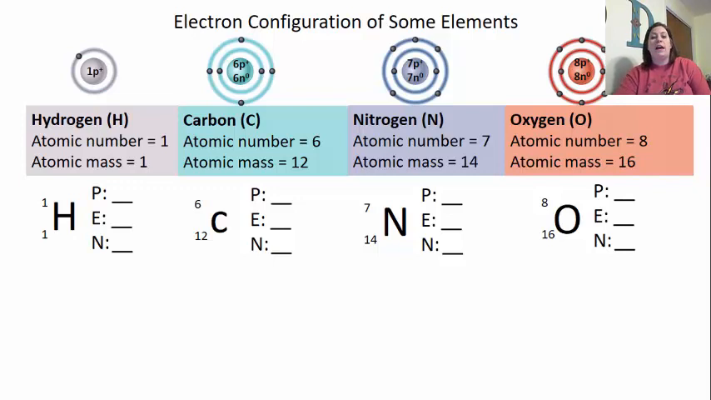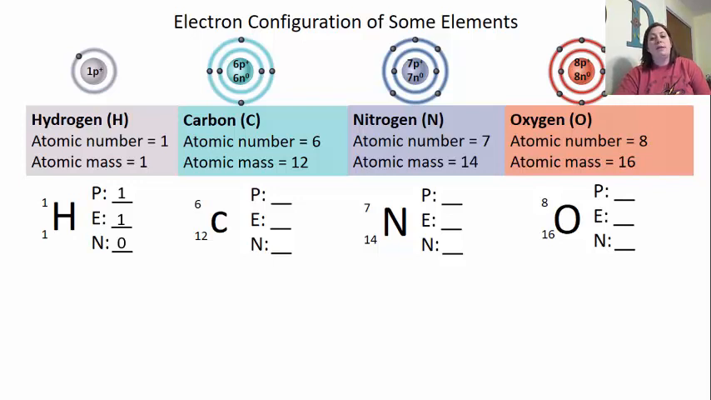So if we look here for the hydrogen, you'll see that it has 1 proton because the atomic number is 1. It'll also have 1 electron because 1 minus 1 equals 0. You'll also see that there are 0 neutrons here. The atomic mass was 1. There's 1 proton, therefore there are no neutrons.